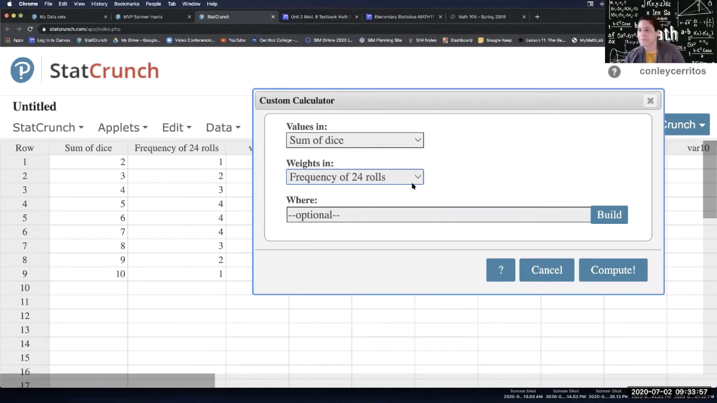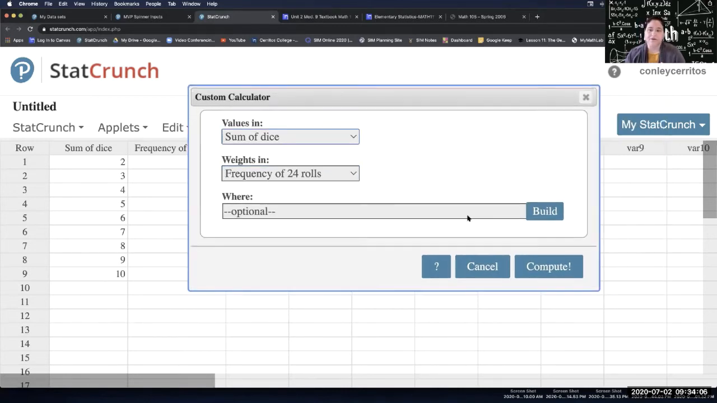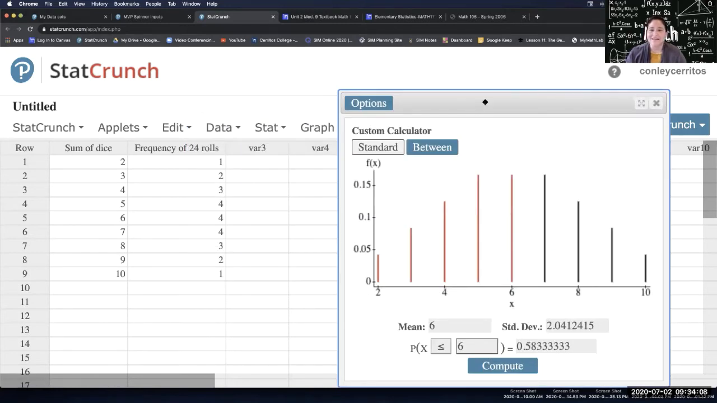Is everybody with me? Does anybody need to see where I got that? It's in the Stat Calculator. And then when I push compute, now look at that. Isn't that pretty?